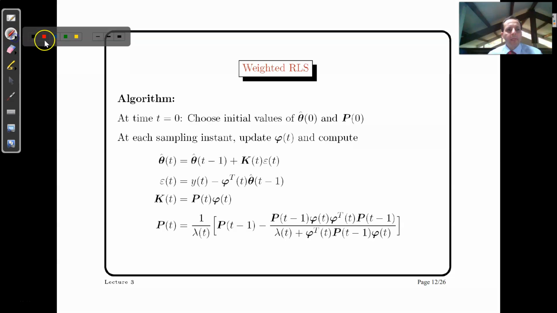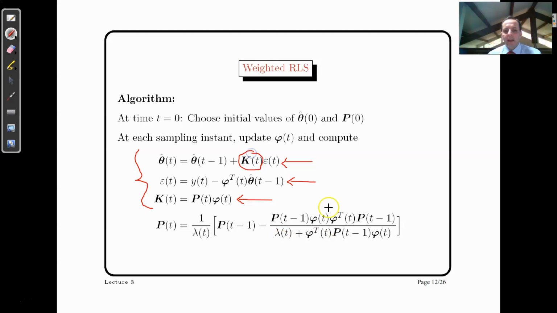It has the same form of the classical recursive least square, because if you notice here, we have the adaptation law, the equation error, here epsilon, which is the tracking error, and then we have the computation of the gain here, K. But you can see that the only difference between the weighted least square and the normal recursive least square is that in the computation of the matrix P, the lambda appears as the denominator, 1 divided by lambda, and here lambda multiplied by, so divided by lambda plus this term here.